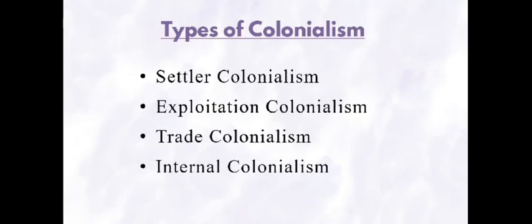Coming to trade colonialism, it involves control over trade routes and economic systems. Example, European presence in the Indian Ocean trade networks. Under the category internal colonialism, the oppression of minority groups within a nation and the treatment of indigenous peoples in post-colonial states can be seen in detail.